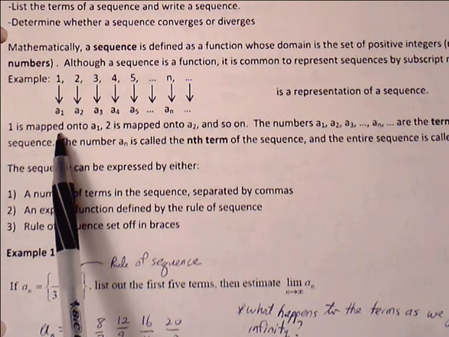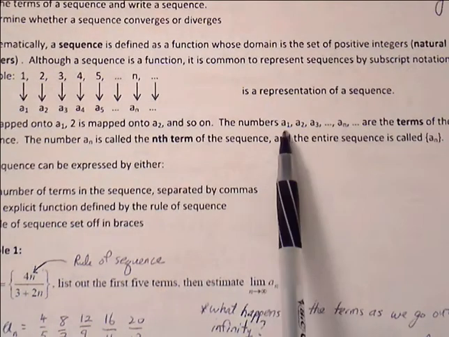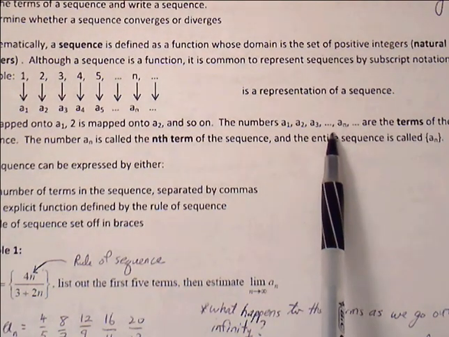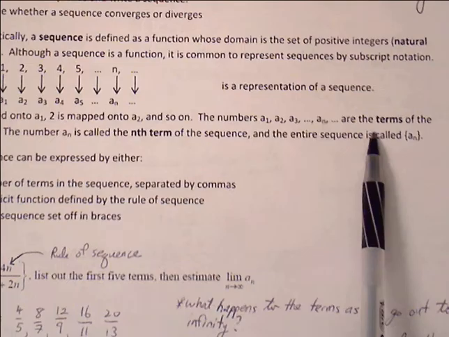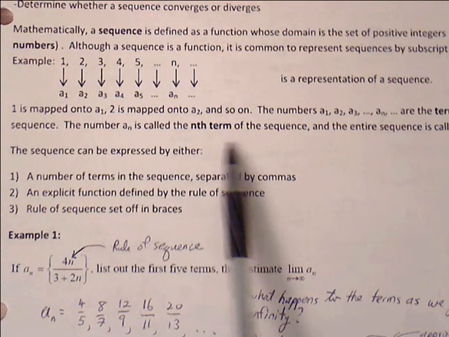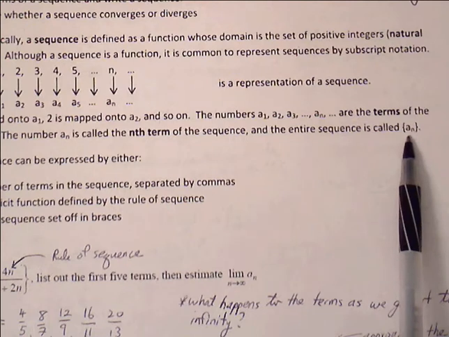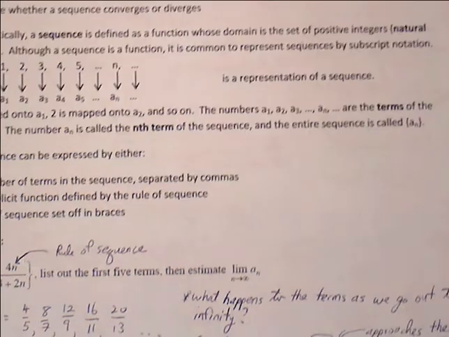The first term is mapped onto a sub 1, the second is mapped onto a sub 2, and so forth. And these numbers, a sub 1, a sub 2, a sub 3, all the way to a sub n, are the terms of the sequence. The number a sub n is called the nth term of the sequence, and the entire sequence has this notation with a bracket for a sub n with the braces.